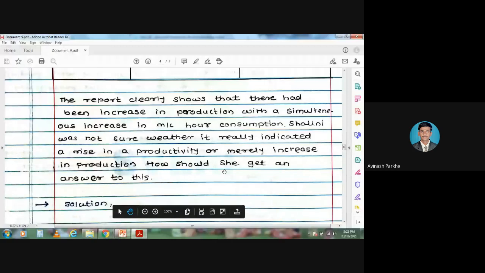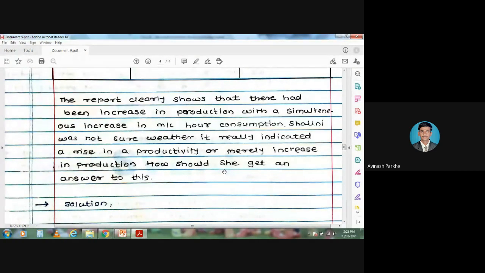So the output increases. In order to increase that particular output, the input resources also increase, meaning the number of hours of those machines also increases. But Shalini is unaware of whether the productivity has increased or not. That we have to check.